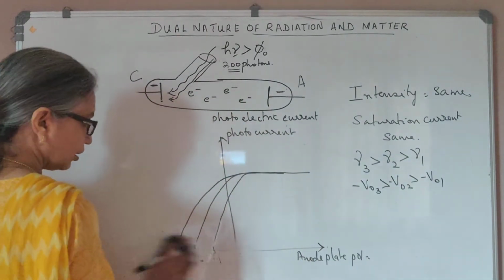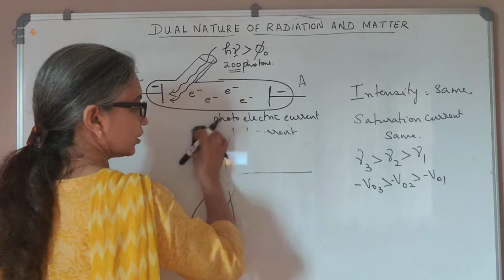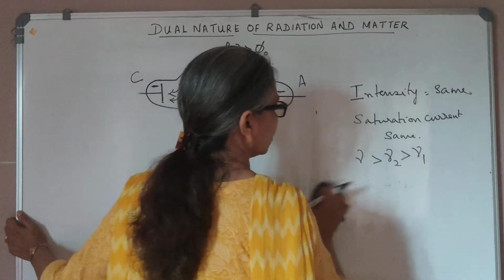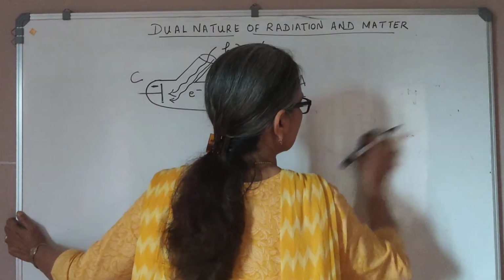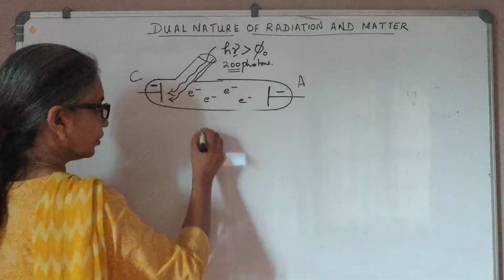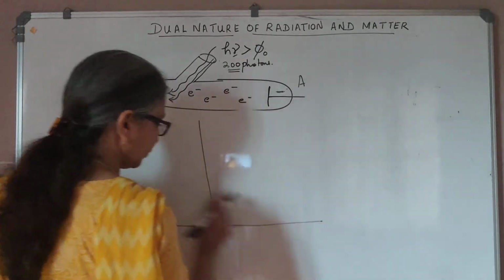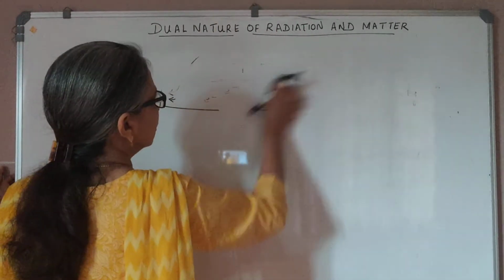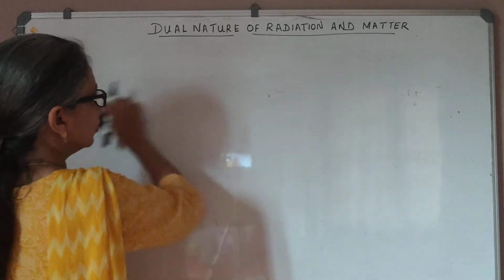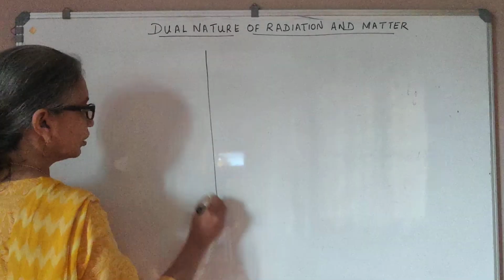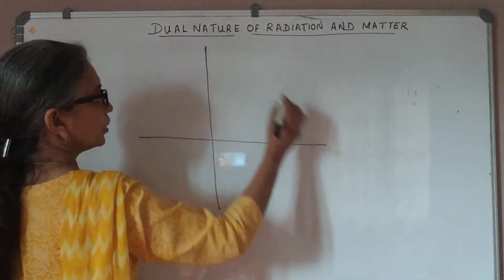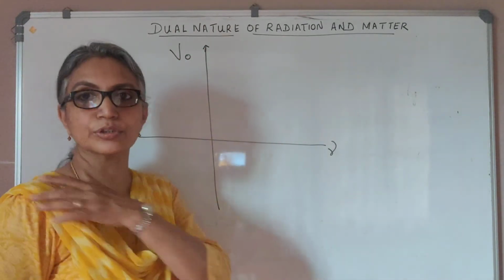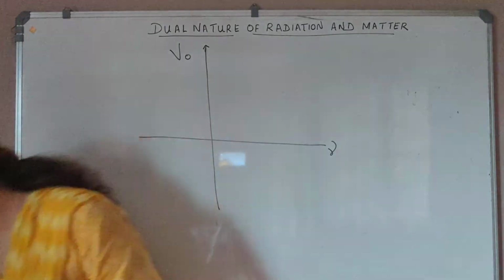Okay. Then the last graph that we need to discuss under this topic is this graph where we're going to plot, this has the frequency along the x-axis and we have the stopping potential. So this is a variation of stopping potential with frequency.